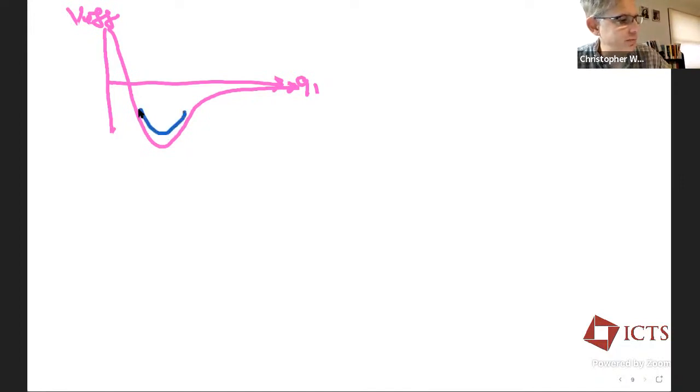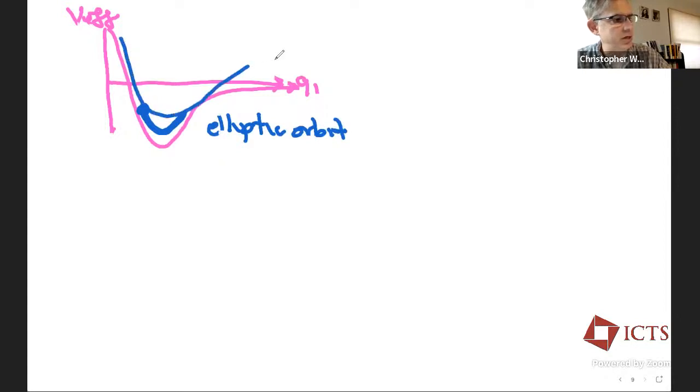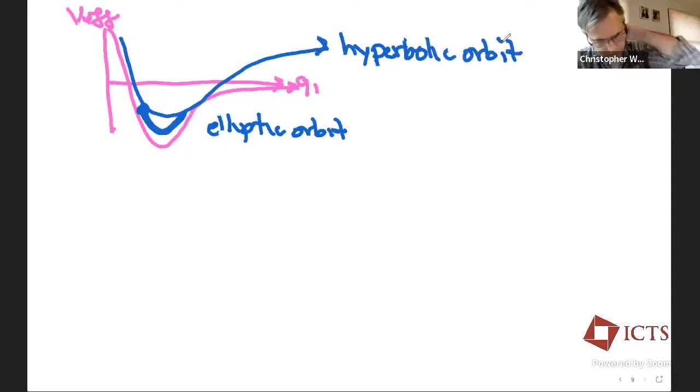If I have an initial starting point down here, then I'll get an elliptic orbit. But if I start somewhere up here, then I could get a hyperbolic orbit in this case. Then you have the phenomenon of escape if you have sufficiently large energy.